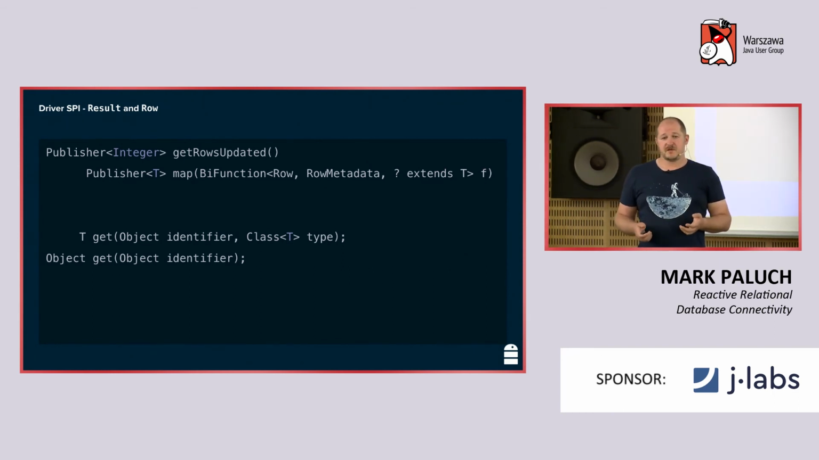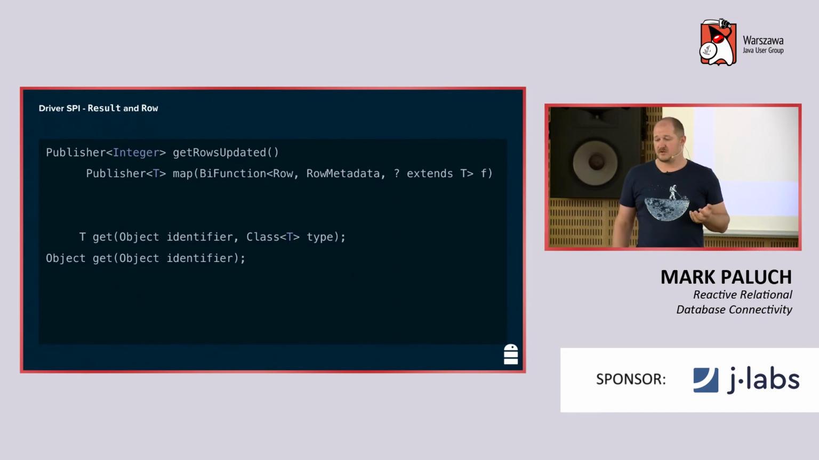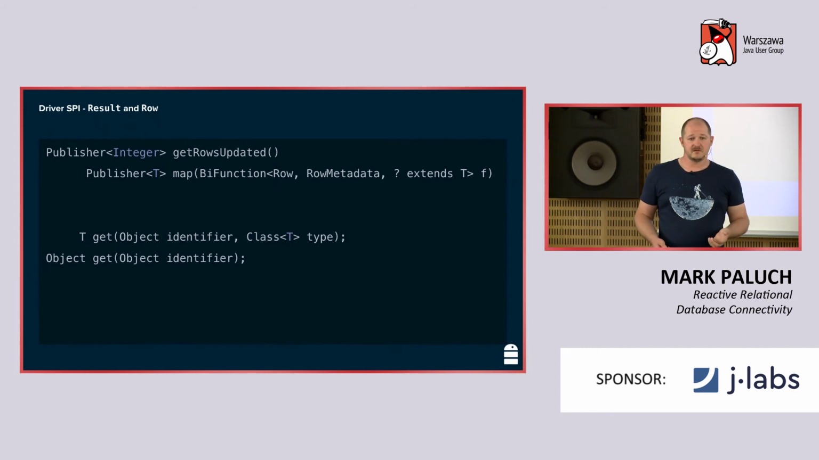Now, this mapping function is applied to every single row which streams into the driver. So as soon as we receive a frame with a row in it, we decode that particular row, and then we stream out immediately that result which was mapped. So therefore we also get a publisher of T, and T is defined by the outcome of the mapping function. And a row can be consumed only in a single way with a get method. You pass in either the column name or the column index, and optionally you can provide a type hint.